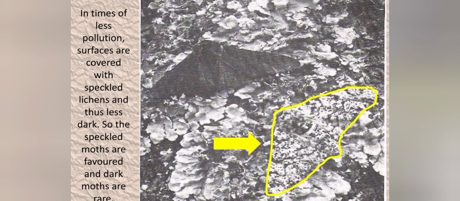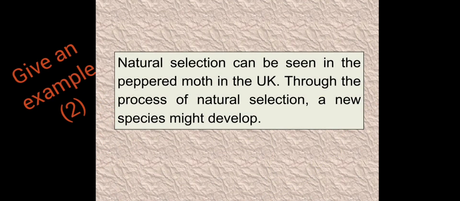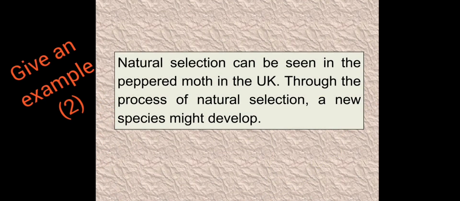So as I said just now, in times of less pollution, when the surfaces are covered with speckled lichens, there's much less dark surfaces, the speckled moth is now favored, and then the dark moth is going to be rare. So the speckled moth shows you how natural selection actually occurs because of the environment. Whichever moth is favored is going to survive and reproduce offspring like itself. So just remember, in an exam, if they ask you to give an example for 2 marks, you simply mention it's the speckled moth from the UK, where you have the dark variant and the speckled variant.